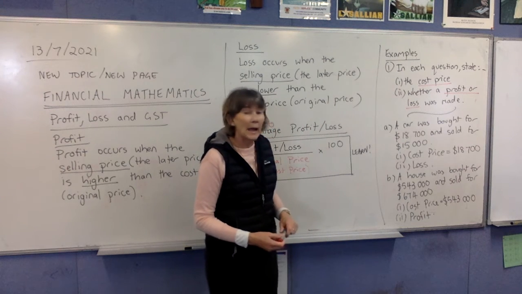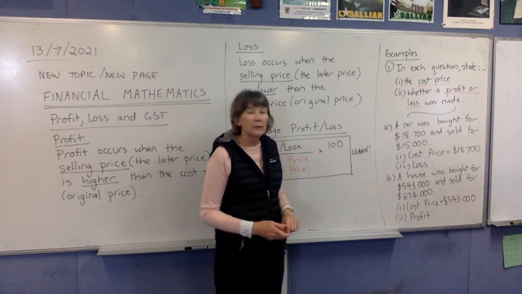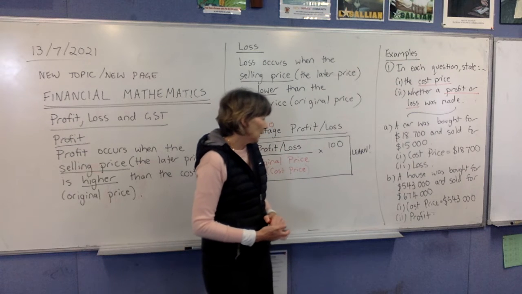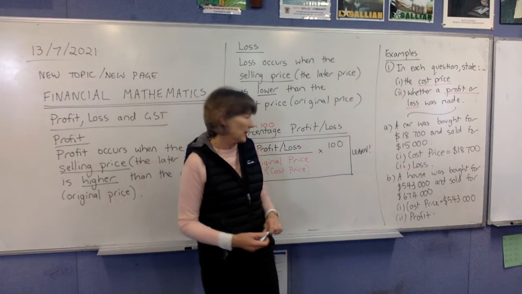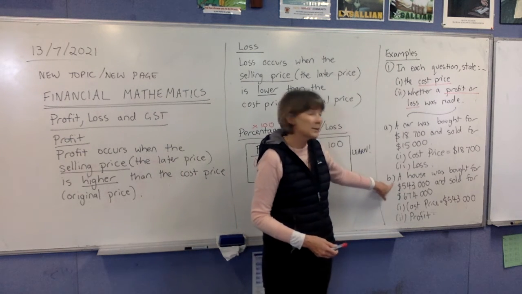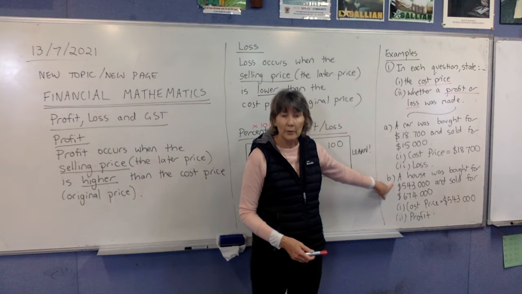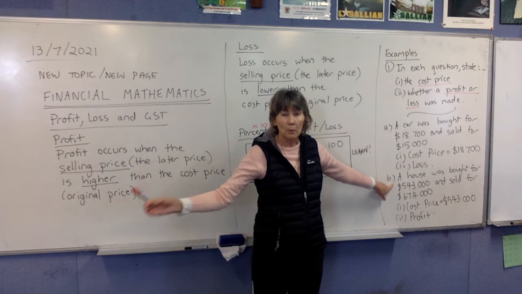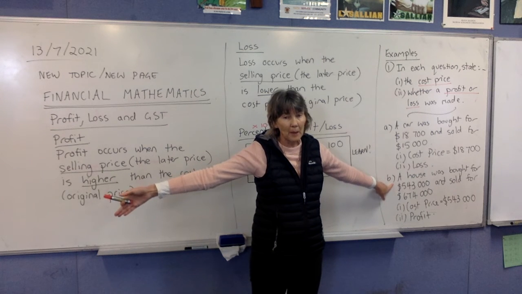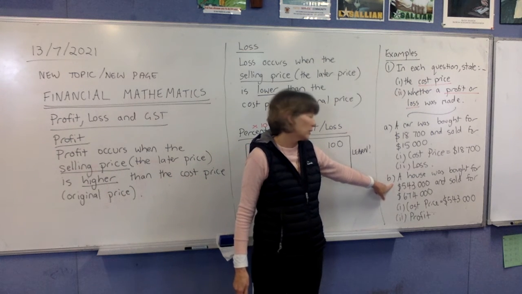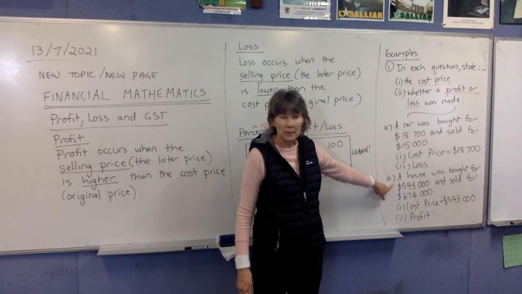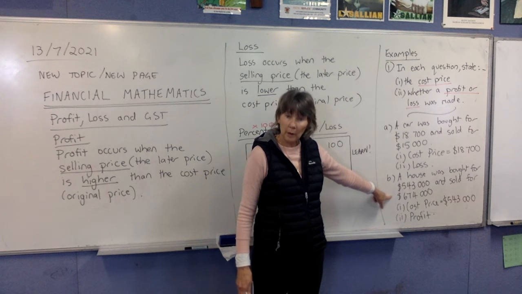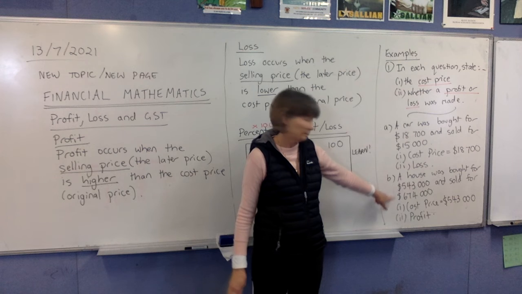Alright, the next one, we have a house. Bought for $543,000 and sold for $674,000. The cost price is the first one, $543,000. That's what happened first in time. He bought it sometime in the past for $543,000. That's your cost price. This is his selling price, but they haven't asked you that here.